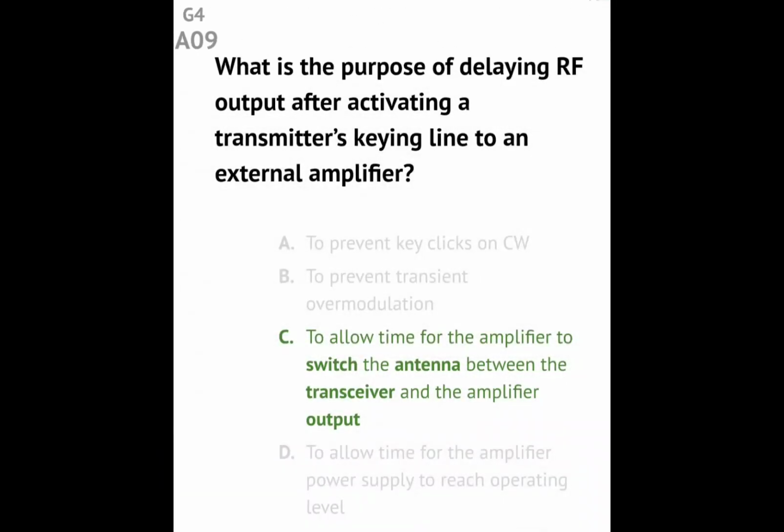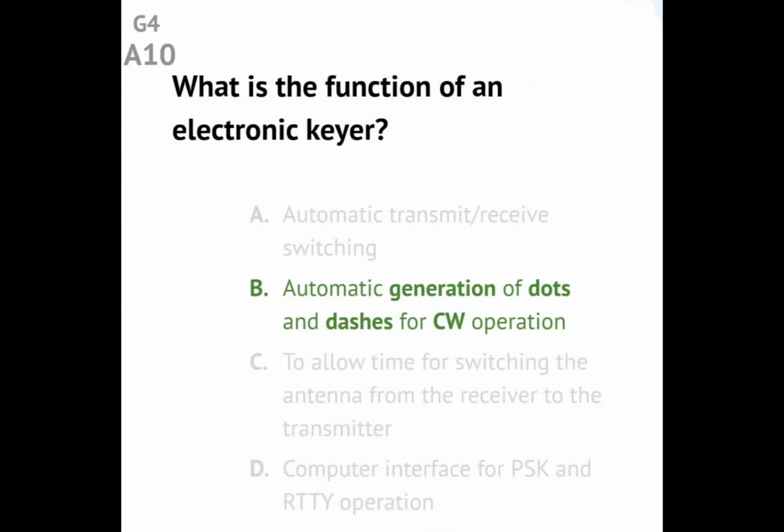Question G4A09. What is the purpose of delaying RF output after activating a transmitter's keying line to an external amplifier? Answer: to allow time for the amplifier to switch the antenna between the transceiver and the amplifier output. Question G4A10. What is the function of an electronic keyer? Answer: automatic generation of dots and dashes for CW operation.